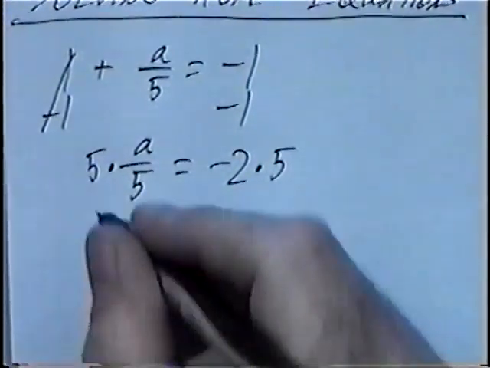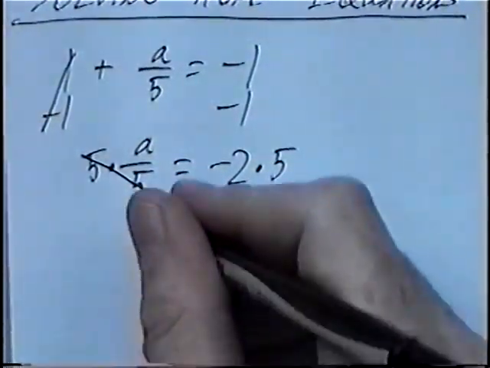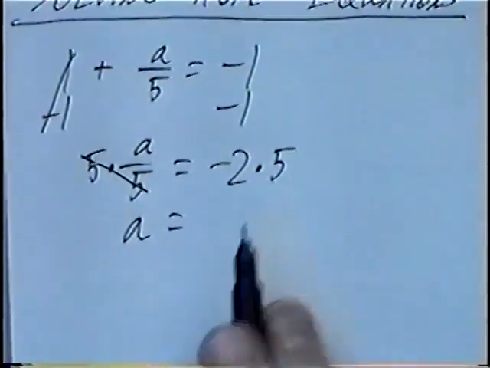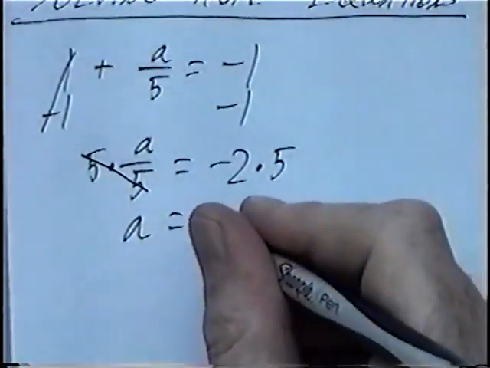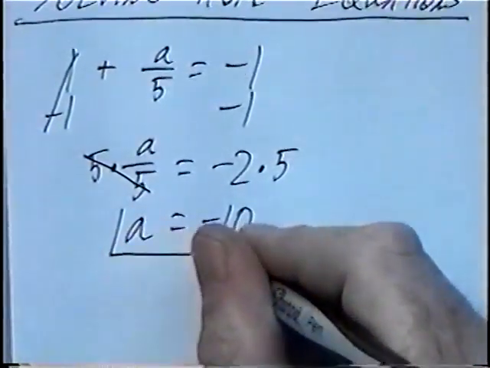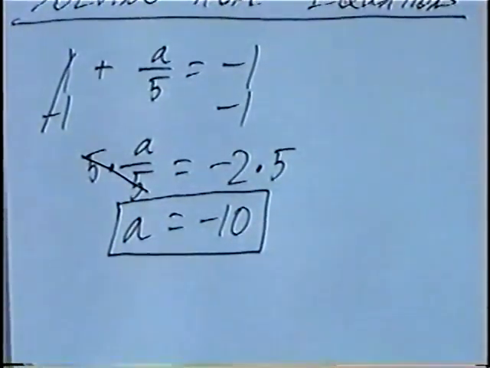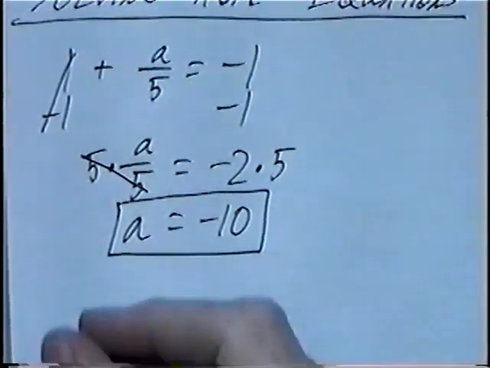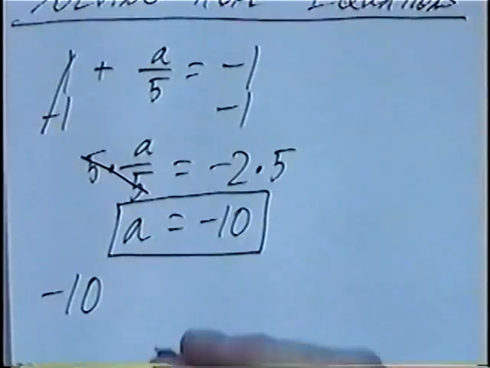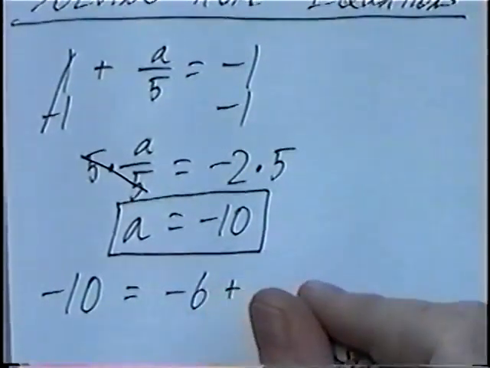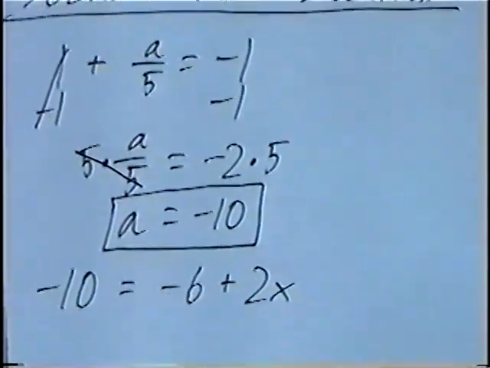Multiply by 5 and divide by 5 would cancel out. So we'll be left with a, and negative 2 times 5 would be negative 10. So the answer, a equals negative 10. Second question and last question for the section. Negative 10 equals negative 6 plus 2x.